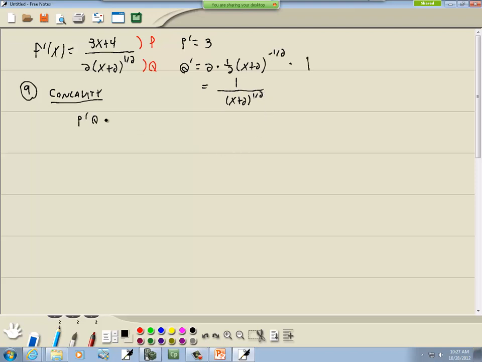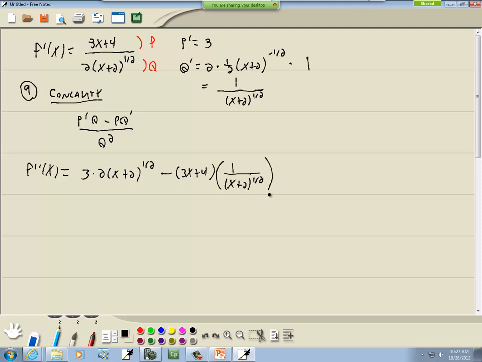So we got p prime q minus p q prime over q squared. So let's see what that gives us. P prime was 3 times q, which is 2 times x plus 2 to the 1/2, minus p, which is 3x plus 4, times q prime, which is 1 over x plus 2 to the 1/2, all over q squared. So we've got 2x plus 2 to the 1/2 squared. Double check all that. P prime times q minus p times q prime. Okay.